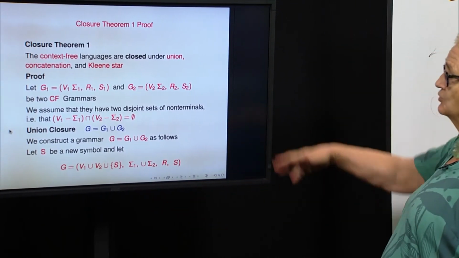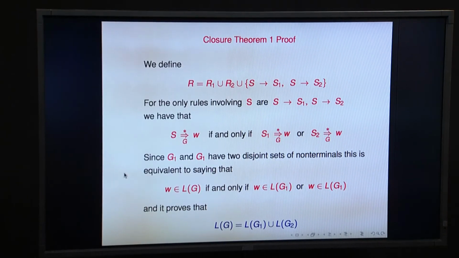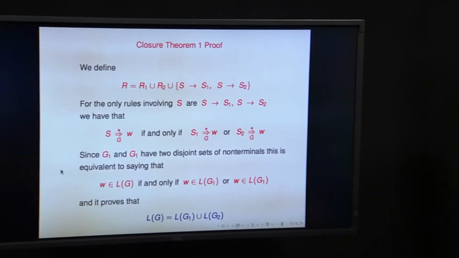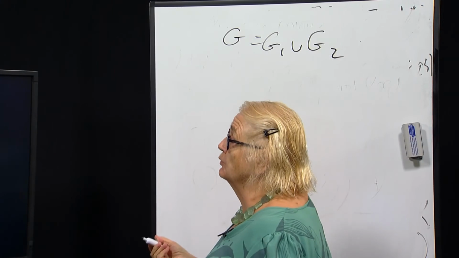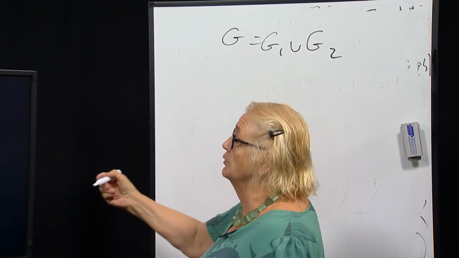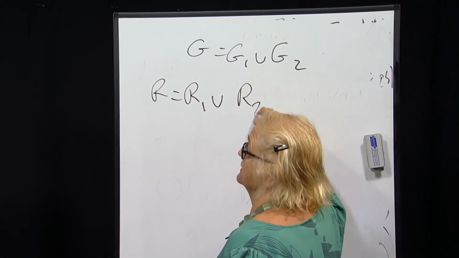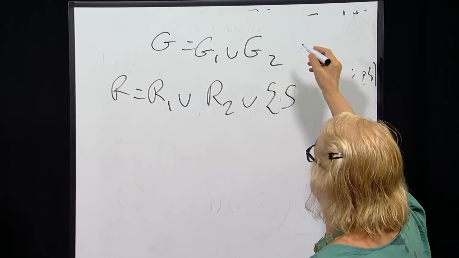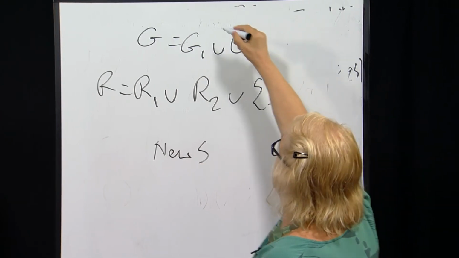And the sigma, we assume that they are all the union. So we defined a grammar, which is the union of two grammars. And so the grammar is the union. And the rules are, of course, the rules of the first grammar and the rules of the second grammar, and then I have a new symbol S.